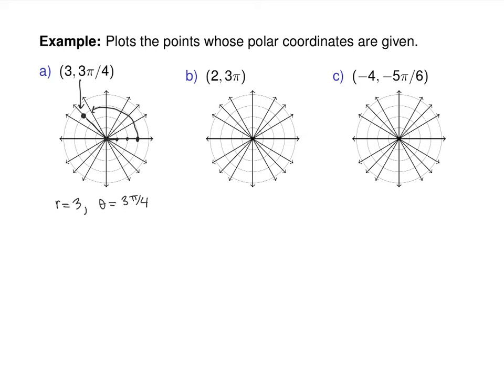So the point 2, 3 pi means go 2 away from the origin, and then rotate 3 pi. Well, one full rotation is 2 pi, and then another half a rotation puts us right there. So that's the point we're looking at.